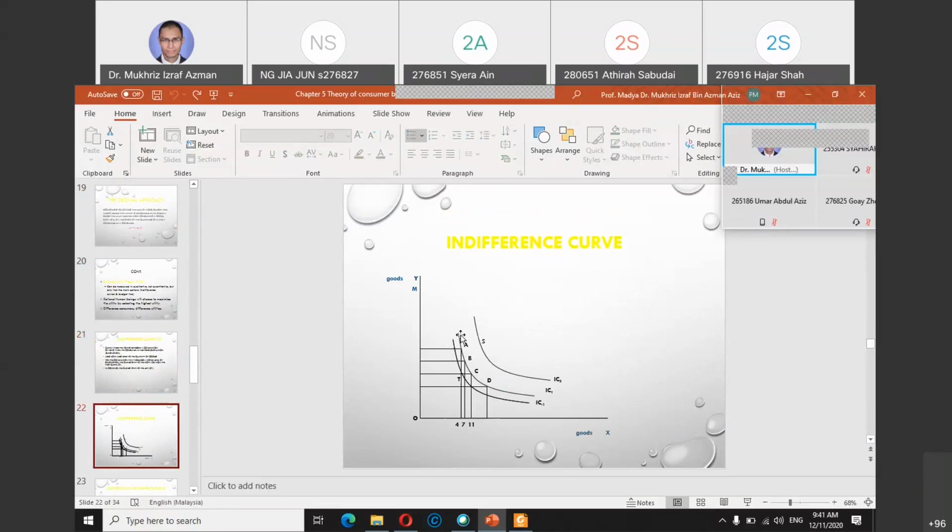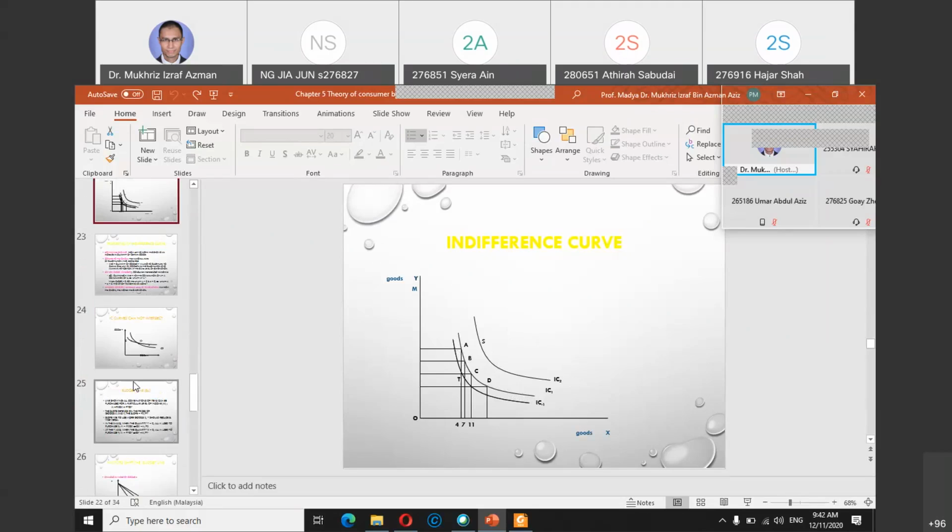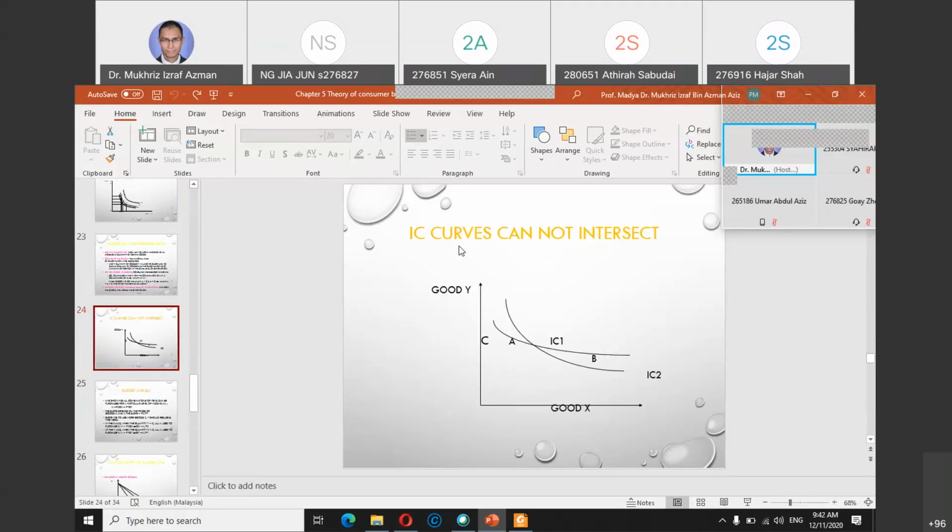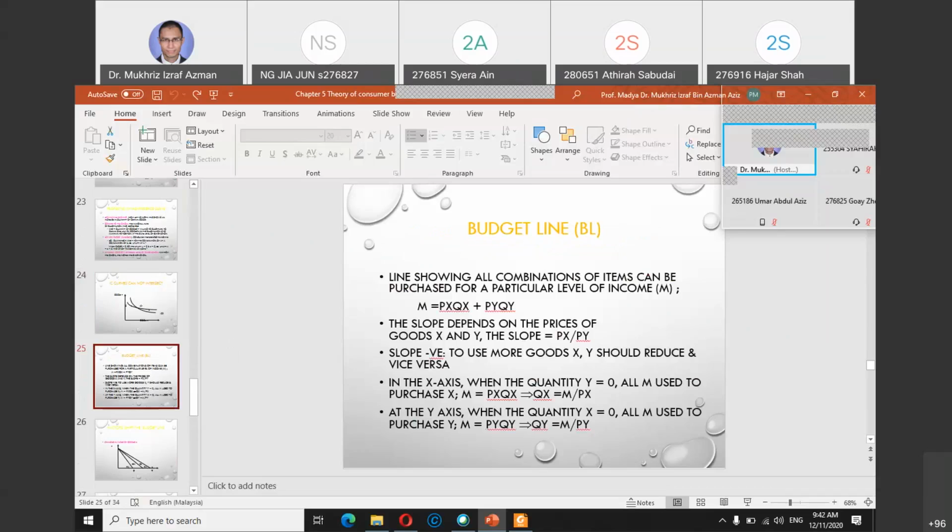So different combinations of good X and good Y that give you the same level of utility, meaning points A, B, C, D are all located on the same indifference curve. They are different combinations of Y and X, but all of these combinations give you the same level of TU. The higher your TU, the higher your indifference curve. That is what the graph means. One point you need to know is that indifference curves cannot intersect, because it violates the assumption that more is preferred to less, or that the consumer is transitive.